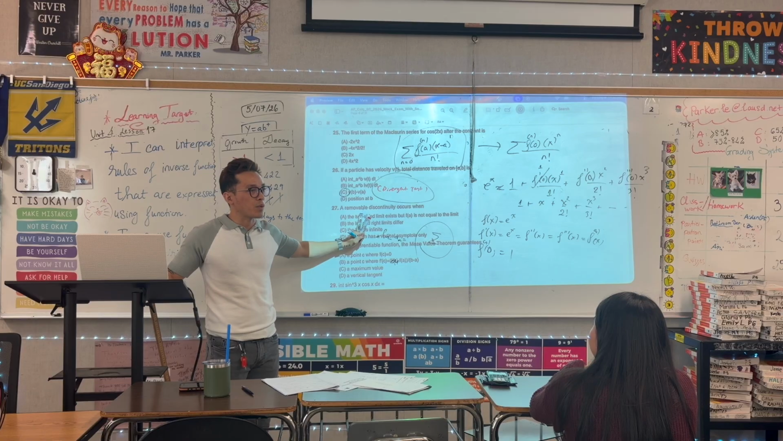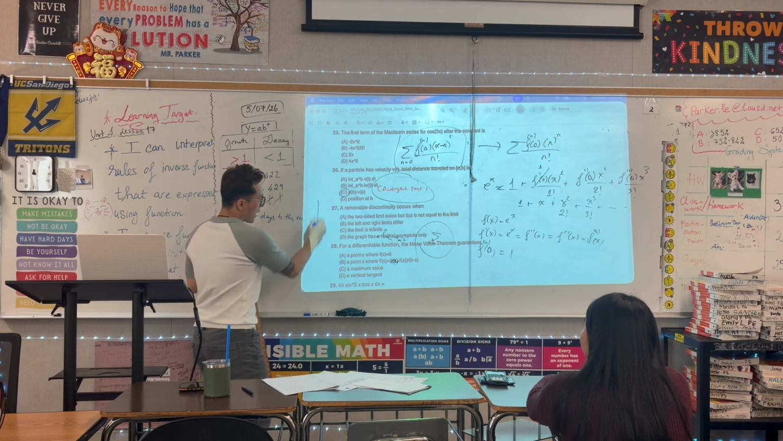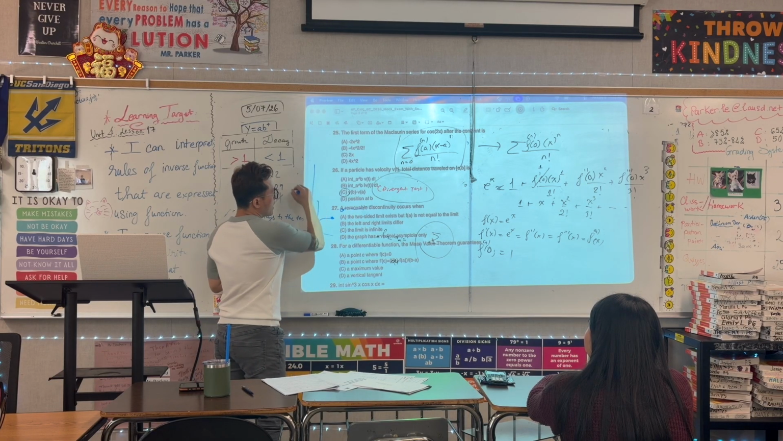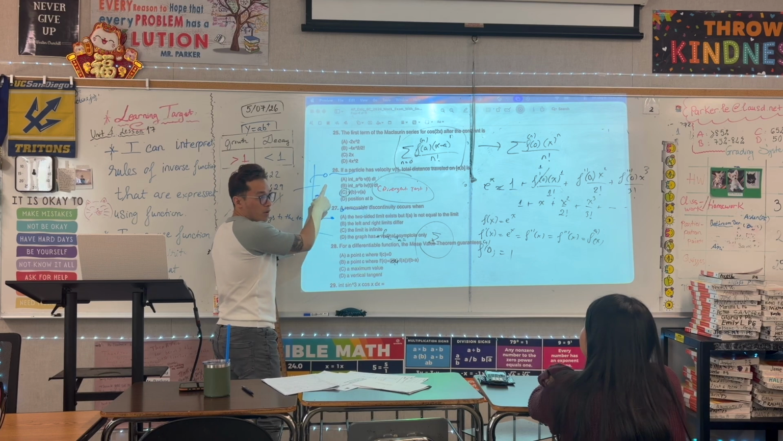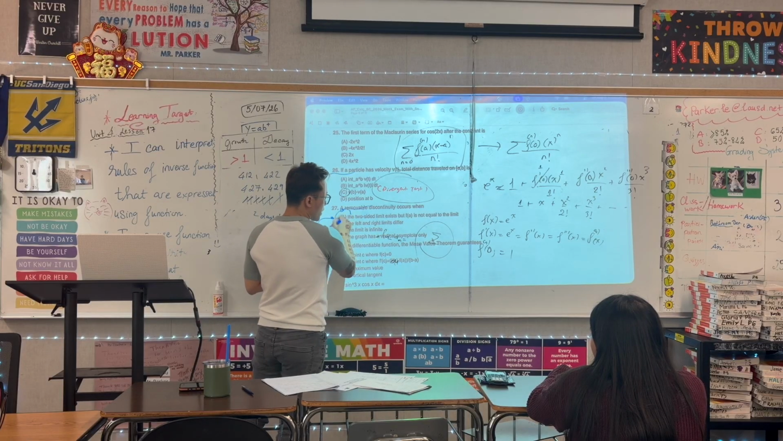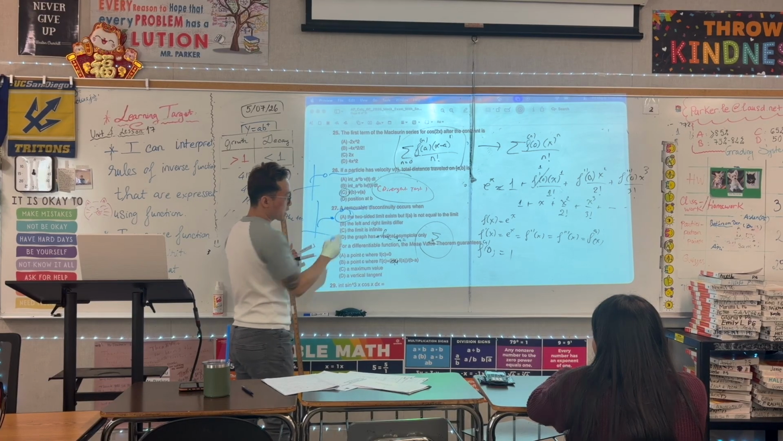Removable discontinuity. What does it mean? Here is the jump. Here is the removable, because you just have a hole. A hole discontinuity, the same thing. The two limits are the same, but they're not equal to the value at that point. So that's removable discontinuity.